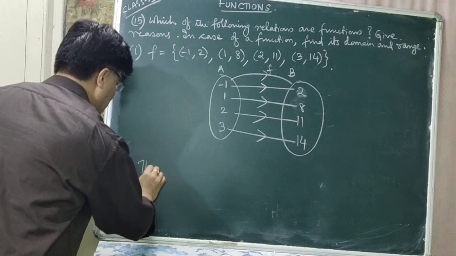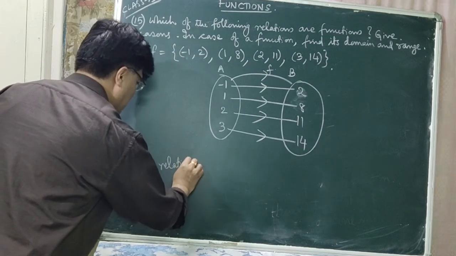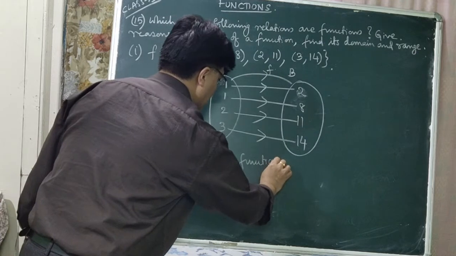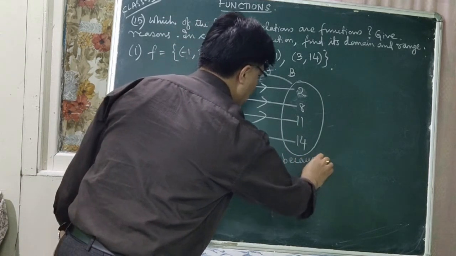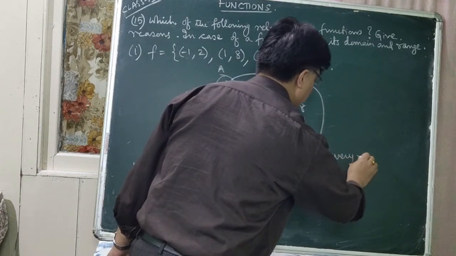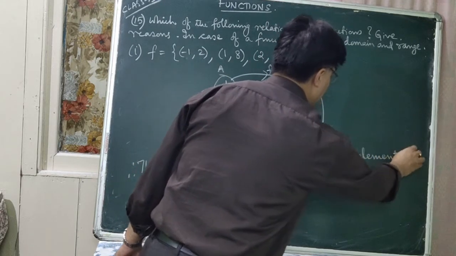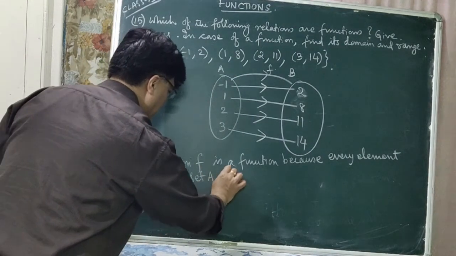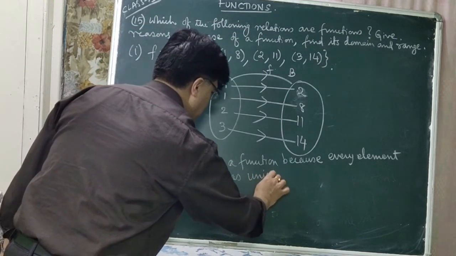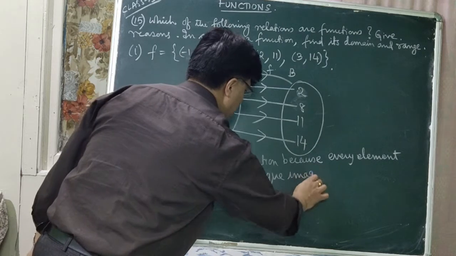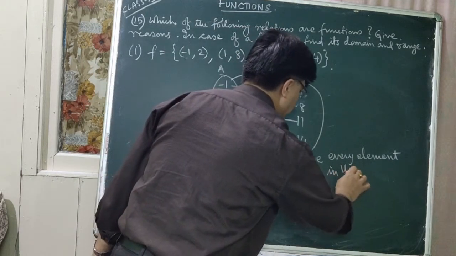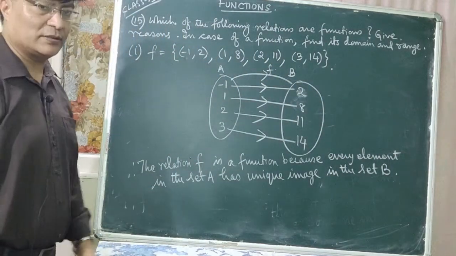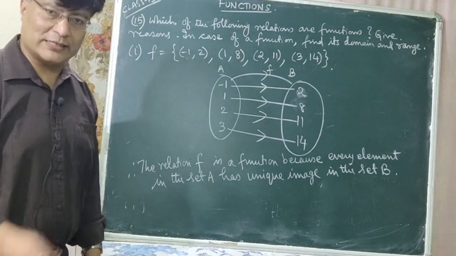So the relation f is a function because every element in the set A has a unique image in the set B. Is that clear? So it is a function, and we have given the reason also why it is a function.